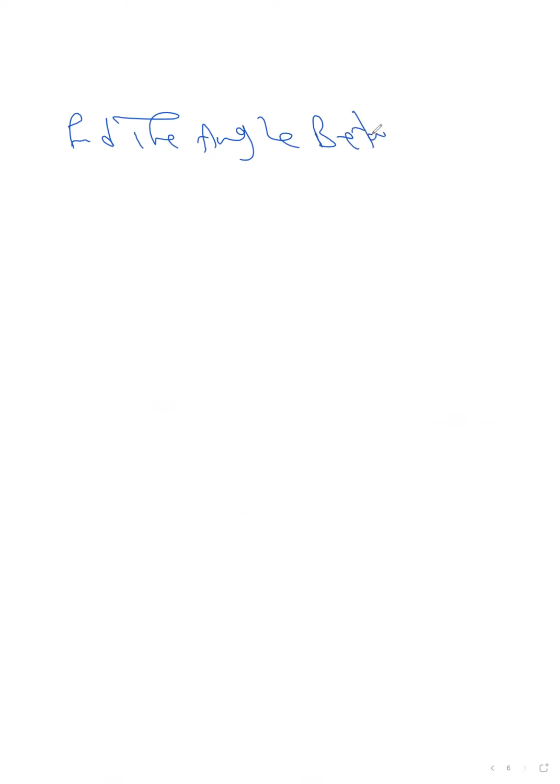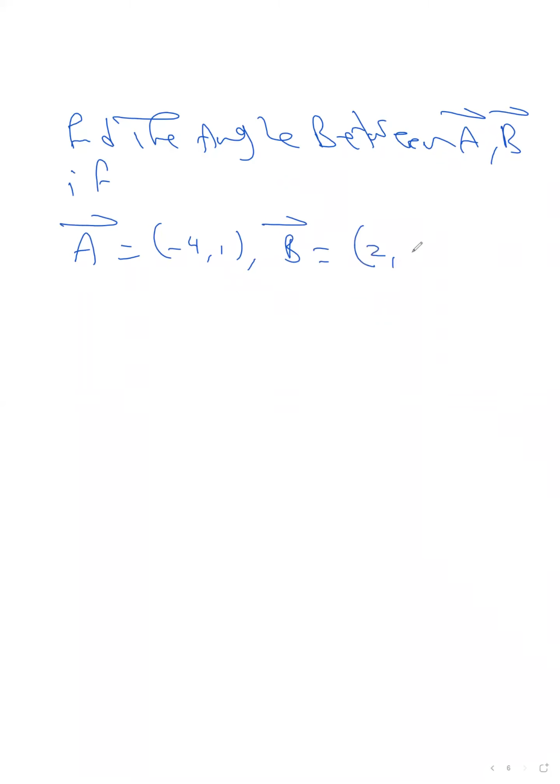Here is one more: find the angle between A and B if A is (-4, 1) and B is (2, 3). Okay.